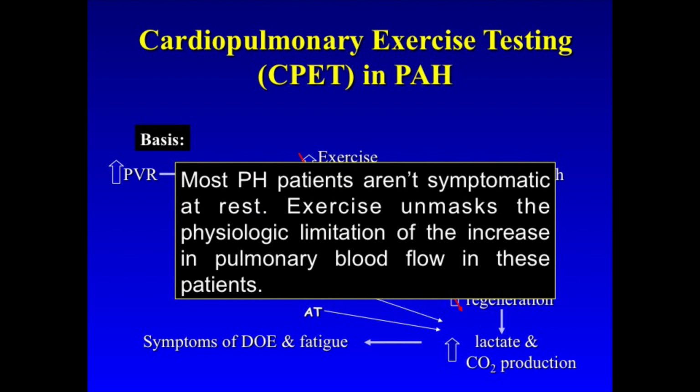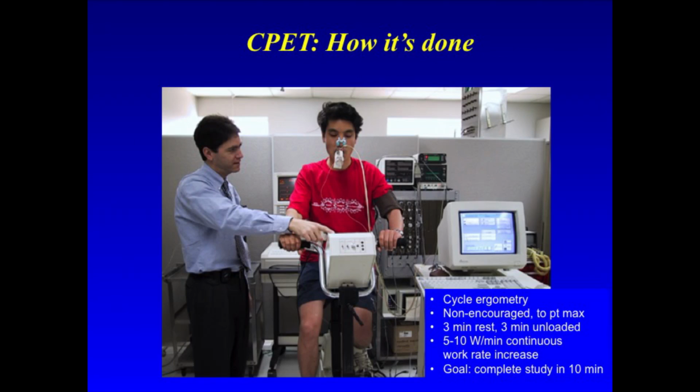The problem with PH in general is that most patients aren't symptomatic at rest. Unless they're late class 4, they don't look like they're sick. In fact, it's a problem for their family and friends because they get asked, why do you have a wheelchair? Why do you have a handicapped parking sticker? Why can't you do the laundry? You look fine. They don't get it. They don't get the understanding that the blunting occurs during exercise.